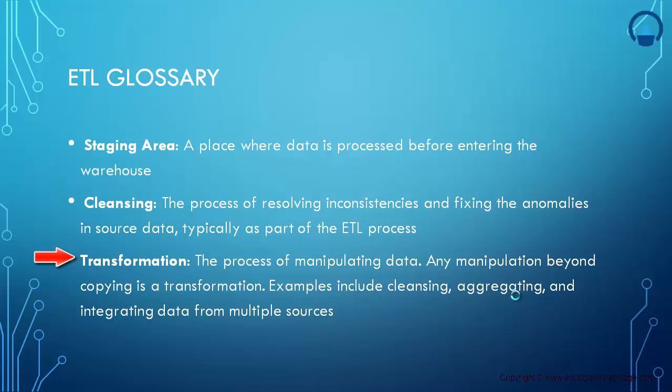Transformation. Anything apart from copying the data is called transformation, which can include cleaning as explained above, aggregating, meaning summation or combining different data together, and integrating data from multiple sources. Like, we have 10 different tables stored in the source, and we want the output in one single table. We are integrating, that means we are combining the data from all the sources and putting it in the target. This is called integrating data from multiple sources. So transformation means you are changing and manipulating the data.